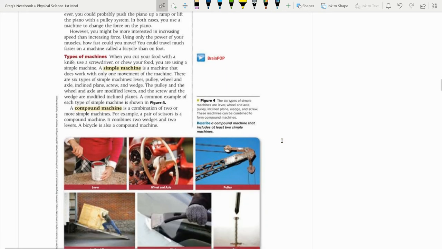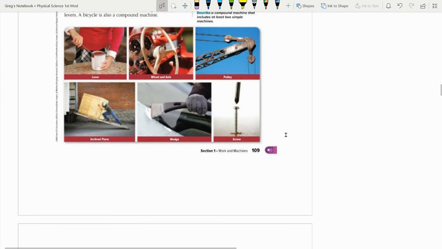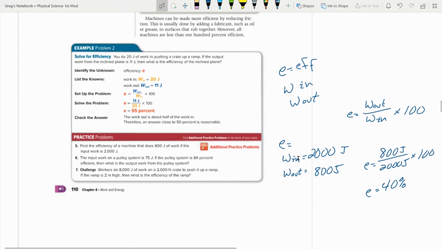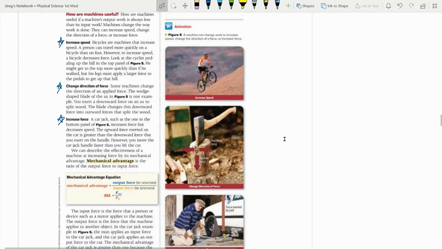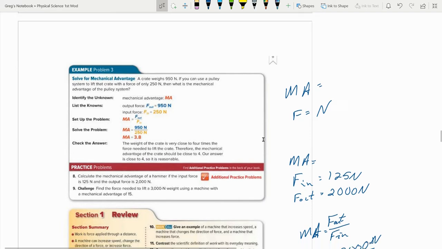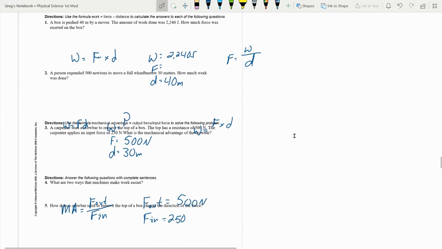Then we talked about different types of machines. Simple machines do work with one movement. Compound machines are a combination of one or more simple machines. Then we learned how to calculate efficiency with the efficiency equation. We talked about how machines are useful: they either increase speed, change the direction, or increase force. Then we learned how to do mechanical advantage. And here was our homework help.